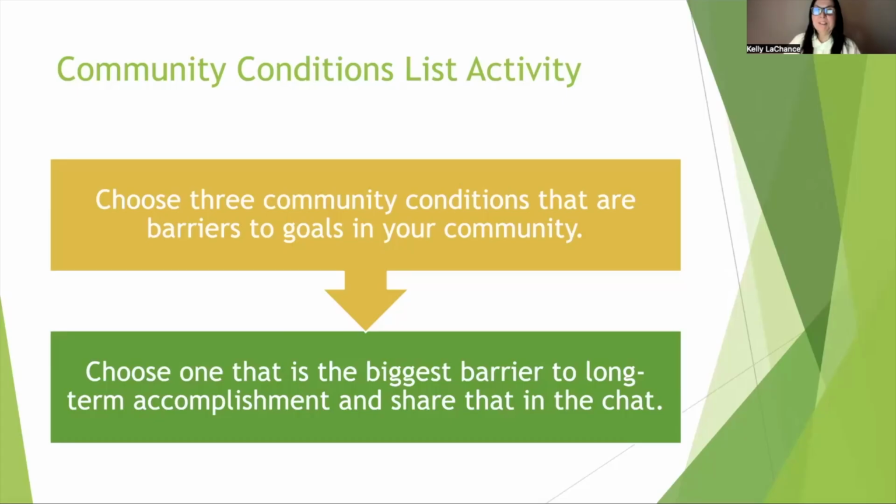This was from a previous presentation, but we shared it in the chat. But what you can do is write that down in your notes along with the 3 community conditions. So once again, you would choose 3 community conditions that are barriers to goals in your community, and then choose one that is the biggest long-term accomplishment. So that will be your homework for right now.